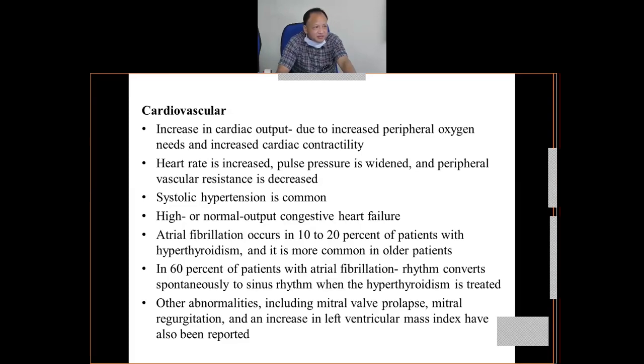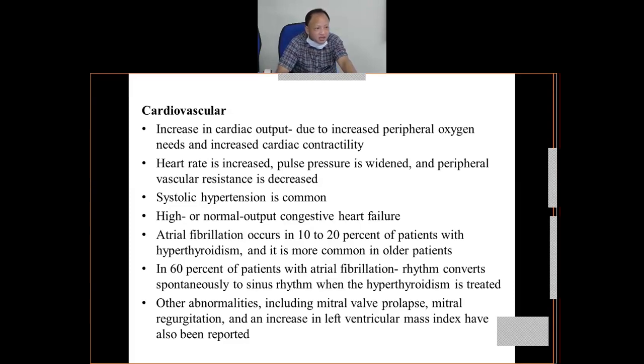Heart rate is increased, pulse pressure is widened, and peripheral vascular resistance is decreased. See the point here: the heart rate is increased, there will be tachycardia. The pulse pressure is widened. I hope you understand the term pulse pressure is widened, and peripheral vascular resistance is decreased. Systolic hypertension is common. When you say that pulse pressure is widened, that means there is a widened pressure between the systolic and diastolic. High or normal output congestive heart failure is seen.